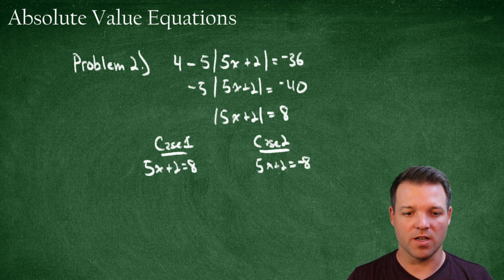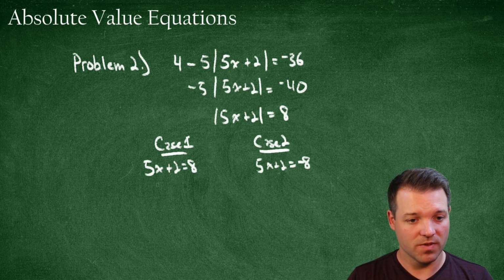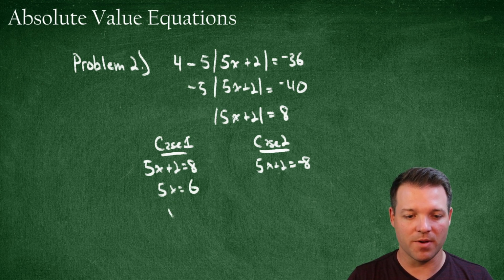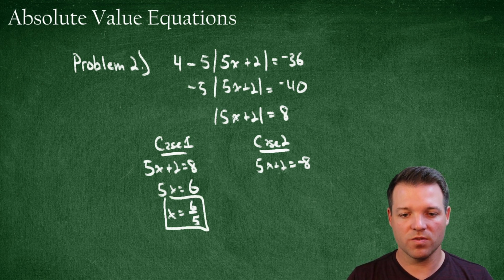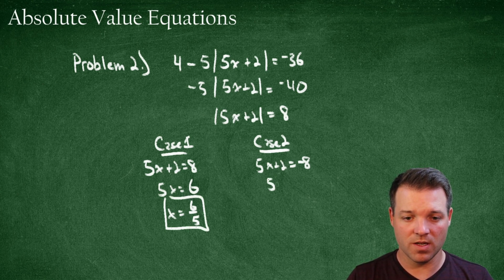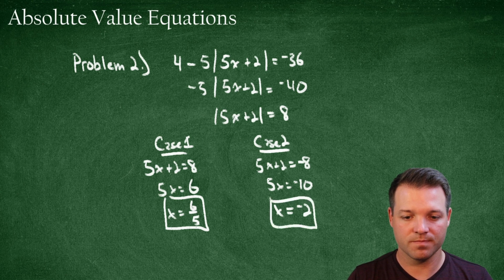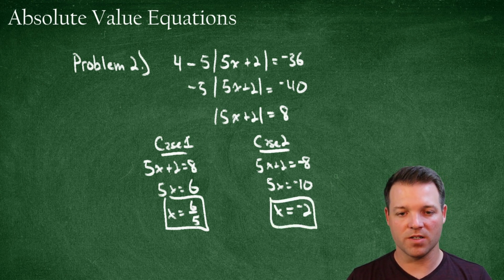All right, now we solve. So I'm going to subtract 2, so I have 5x is equal to 6. And now I'm going to divide by 5. X is equal to 6/5. All right, and case 2, I'm going to again subtract 2, getting 5x is equal to -10. Divide by 5, x is equal to -2. All right, there we go. Our 2 answers. Let's do one more.